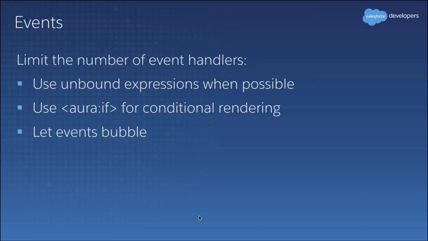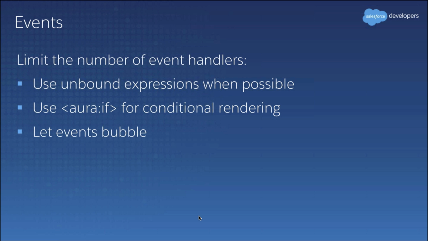So loops or iterations are really a good place to use unbound expressions, the curly hashtag syntax. Then if you use aura:if for conditional rendering, you're also going to limit the number of event handlers, because you're not going to have these ghost event handlers that I described before. And then another approach to limit the number of event handlers is to let events bubble.